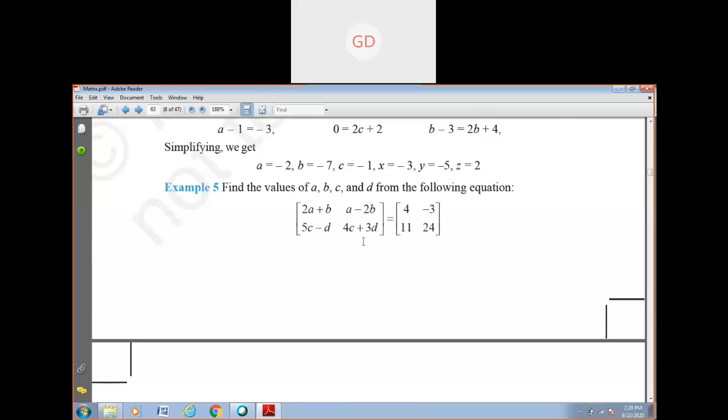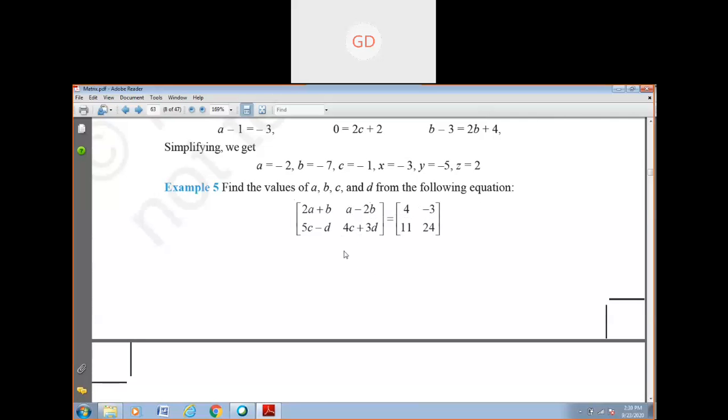Just one difference is here, that is, if you observe carefully, twice a plus b is equal to 4. So this is a linear equation, but two variables concerned, a and b. Twice a plus b is equal to 4. We cannot write the value of a or b directly from this equation. So all these relations, a minus twice b is equal to minus 2. Again, a relation involving two unknowns, a and b.